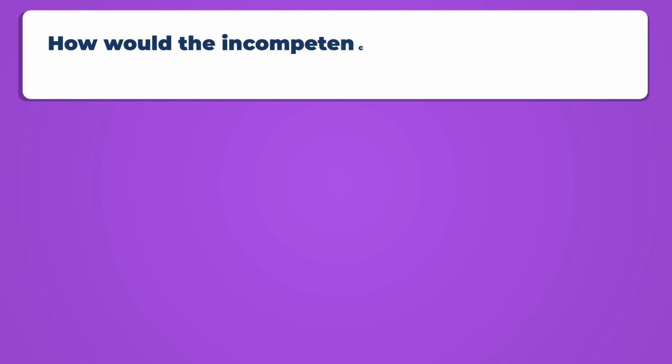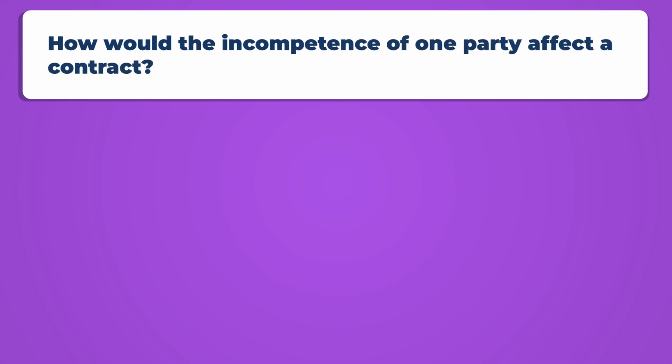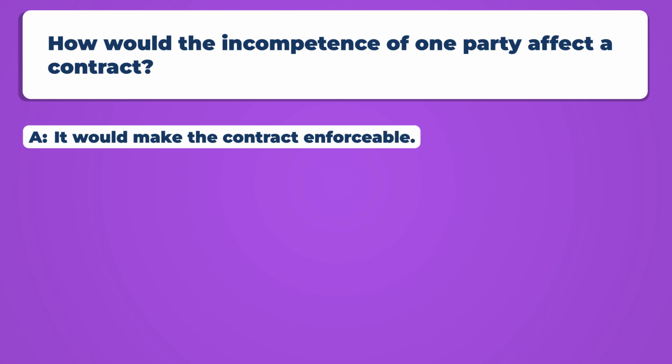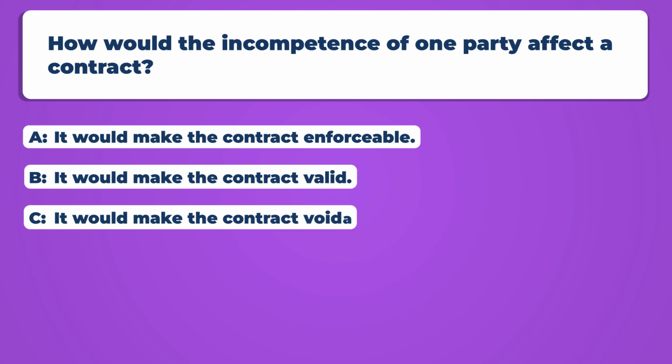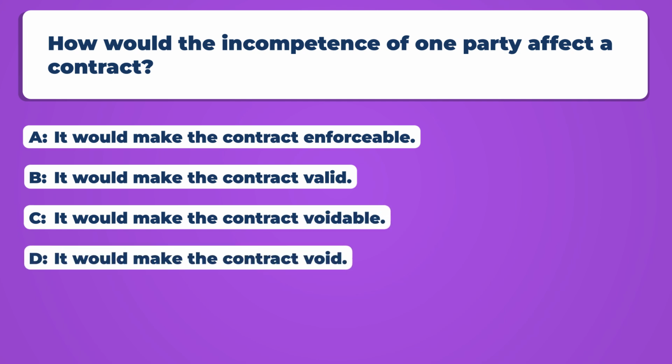How would the incompetence of one party affect a contract? A. It would make the contract enforceable. B. It would make the contract valid. C. It would make the contract voidable. D. It would make the contract void. Think about it.